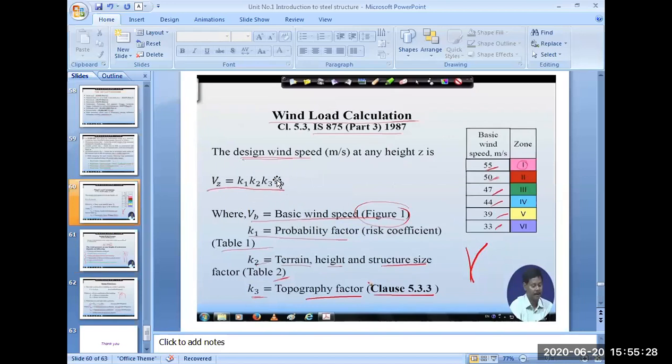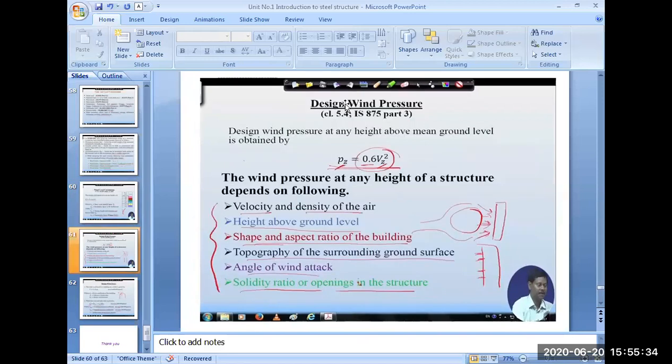From the basic wind speed we have found VZ, that is design wind speed, and here we are calculating the design wind pressure. That design wind pressure PZ is equal to 0.6 into VZ square. So we multiply 0.6 by VZ square, and we will get the design wind pressure. Are you getting?